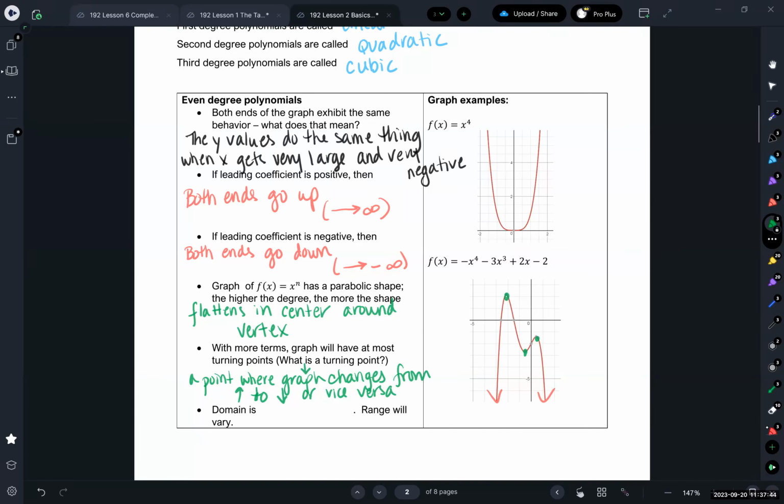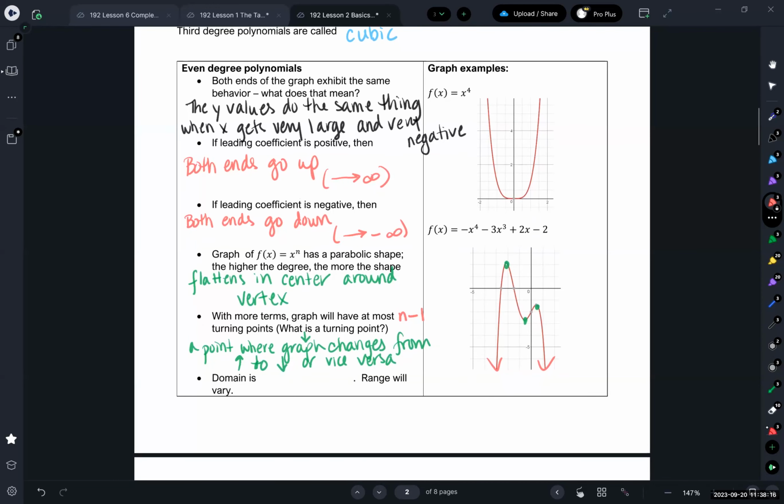So with more terms, the graph will have at most n minus 1 of these turning points. This is a fourth degree polynomial I have graphed. You'll notice it has 3 turning points, and that's the most it could have. It doesn't have to have any. The first graph was fourth degree, and it really only has that 1 turning point at the vertex. So it shouldn't say it doesn't have to have any, but it certainly doesn't have to have 3. But that's the most it can have.